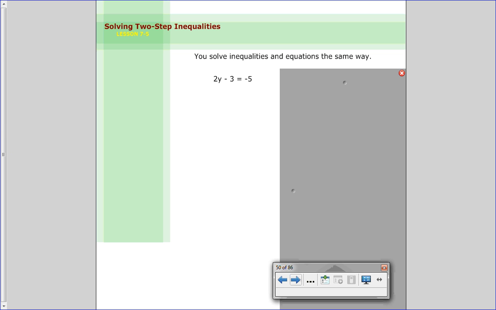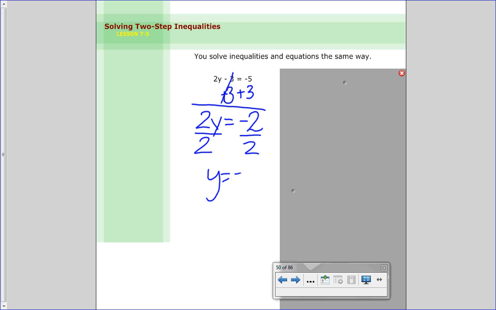So at the board here, I have 2 times y minus 3 is equal to -5. Problems we learned how to solve in 7-1. All right, we solve it in the same manner. First, you want to do any addition or subtraction. So I get rid of that -3 by adding 3. I'm left with 2y is equal to -2. Divide by 2, and I get y is equal to -1. All right, we've done these. I bet you're pros at them by now.